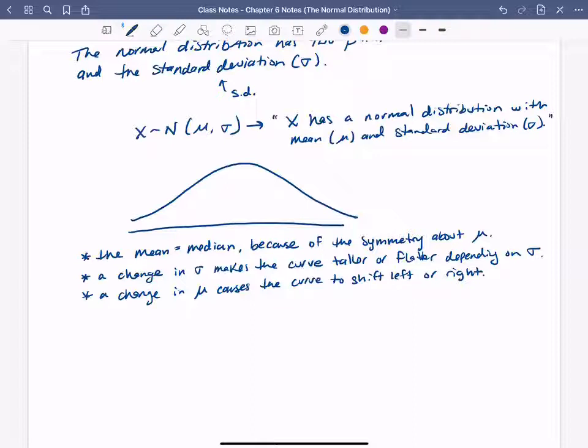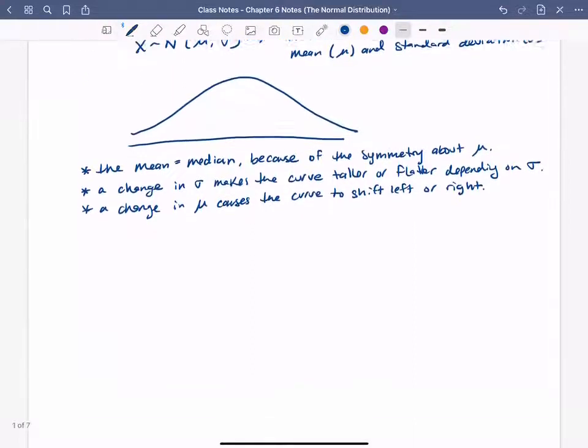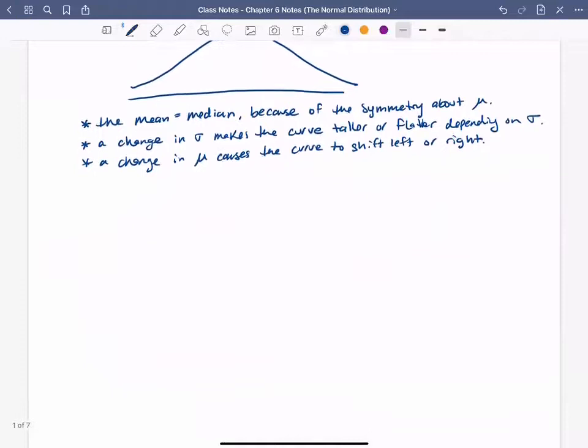All right, so now we're ready to move into our first section here. So 6.1, the standard normal distribution. We have two sections from our text to cover in this chapter.